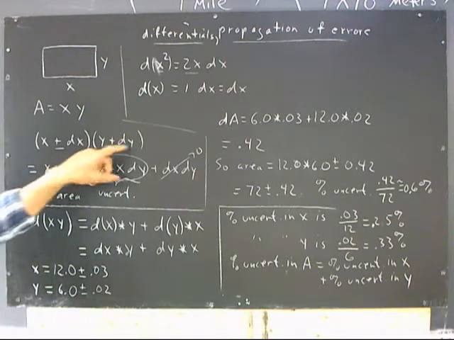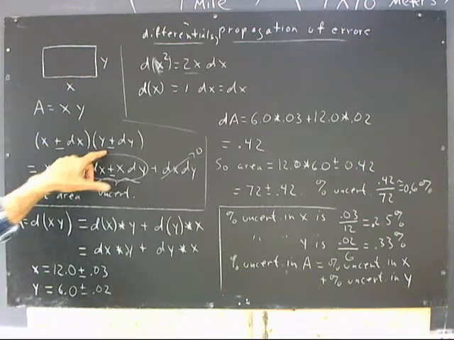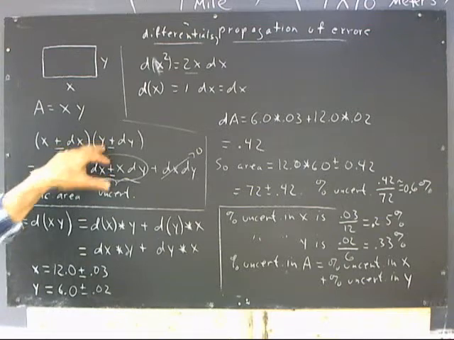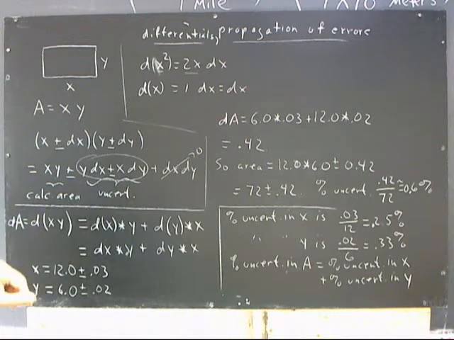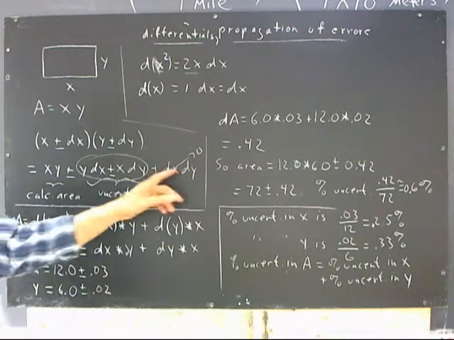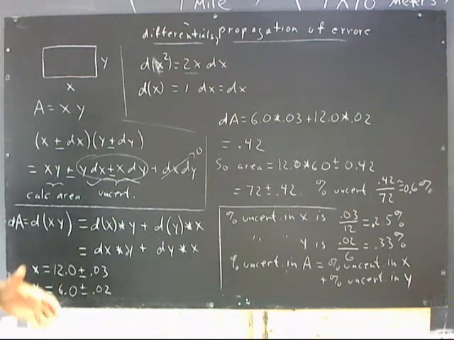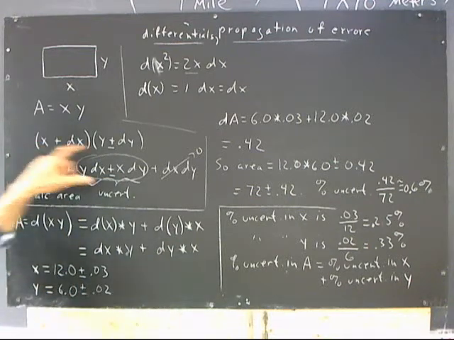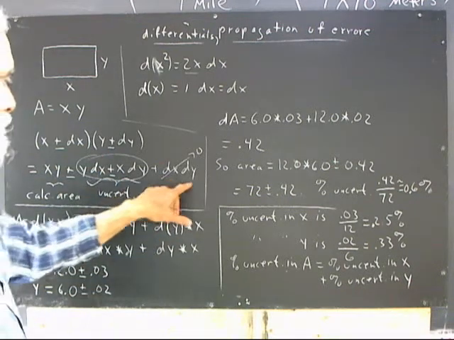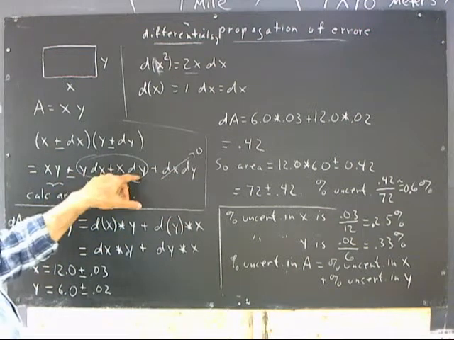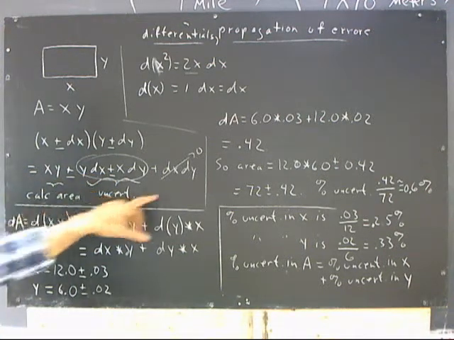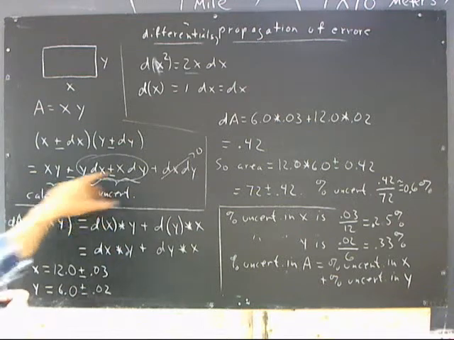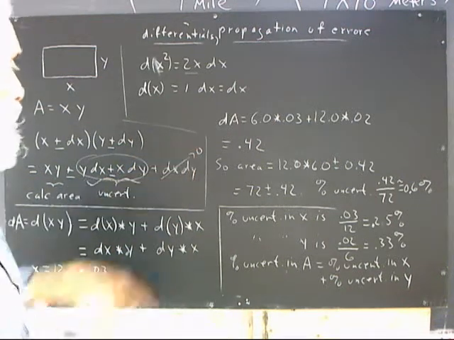Multiplying these out, we get xy, then plus or minus dx times y, plus or minus x times dy, and then plus a dx dy. Assuming the uncertainties are much smaller than the measurements, dx dy is going to be much smaller than y dx and x dy, since dx is much less than x and dy is much less than y. So we're going to assume this is 0.